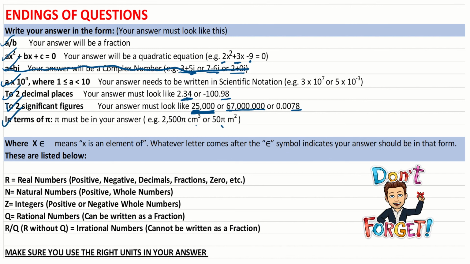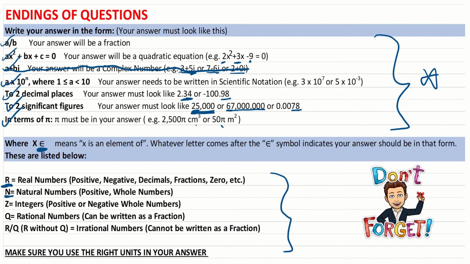Now, that's sort of like the first part of the last part of the question, and then they might tell you what x is an element of. So the E there means that x belongs to the next set of families, and you have 5 of those that you need to know. If x is an element of R, then x can be a real number. X can be positive, negative, decimals, fractions, it can be 0, it can be any number on the number line.